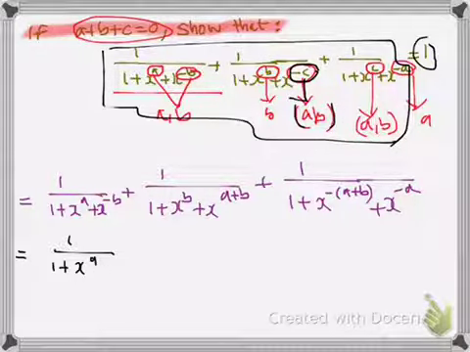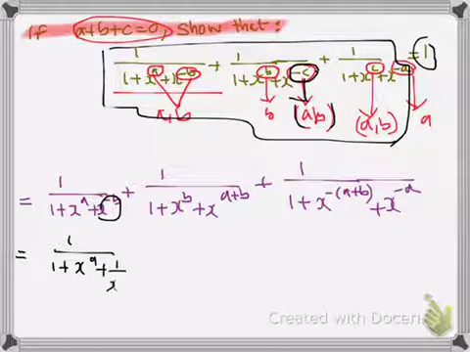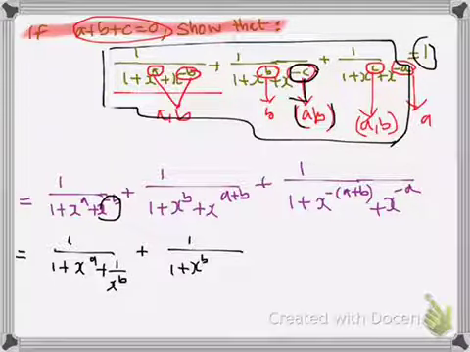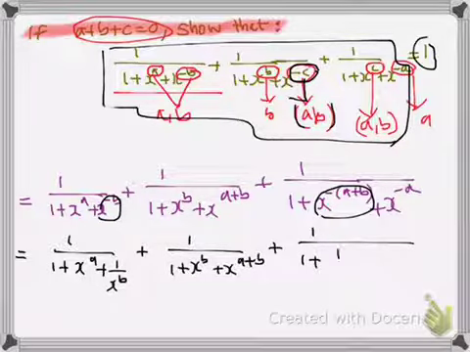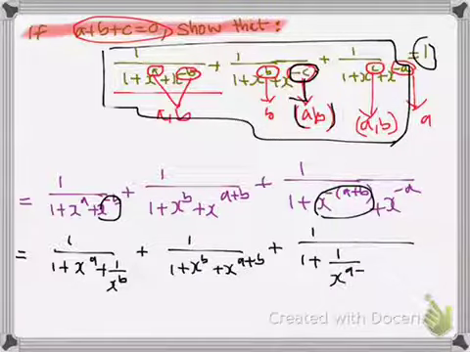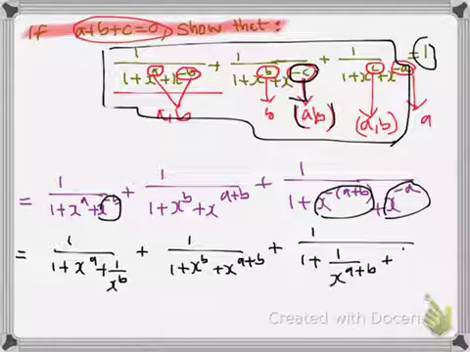Now let's try to change our first expression, x to the power a. Now x to the power negative b we can write as 1 divided by x to the power b according to law of indices, plus 1 divided by 1 plus x to the power b. I'll write it as it is, and for the third term I'll write x to the power negative a by b as 1 divided by x to the power a plus b, plus x to the power negative a, which means 1 divided by x to the power a.